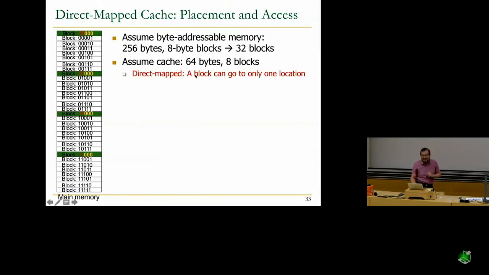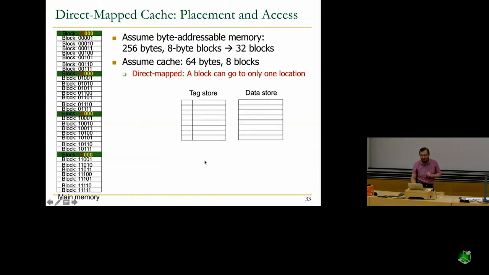If it's a direct map cache, a block can go to only one location, and the cache looks like this. So 64 bytes, 8 blocks, which means that you have 8 locations over here, and each of them is 8 bytes. We already said that. We have 8-byte blocks, right? So that's good. Direct map means a block can go to only one location. And here's how it can go.